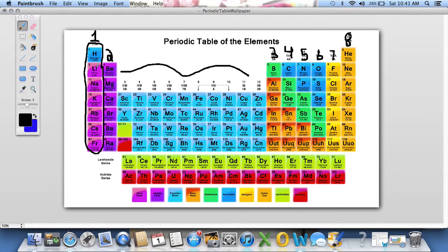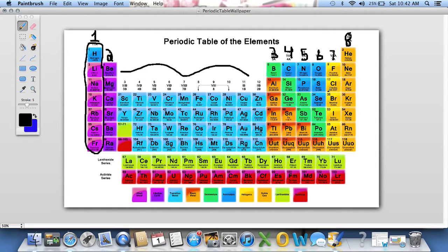They all have the same number of valence electrons. So all of the elements listed in group 1 have one valence electron. So hydrogen, lithium, sodium, all have one valence electron. Group 2 all has two valence electrons. Then we skip over to group 3. All of these elements have three valence electrons. This whole column or group has four valence electrons, and so on, all the way to this group, which has 8 valence electrons. Remember, valence electrons are the ones that are on the outside of the atom.